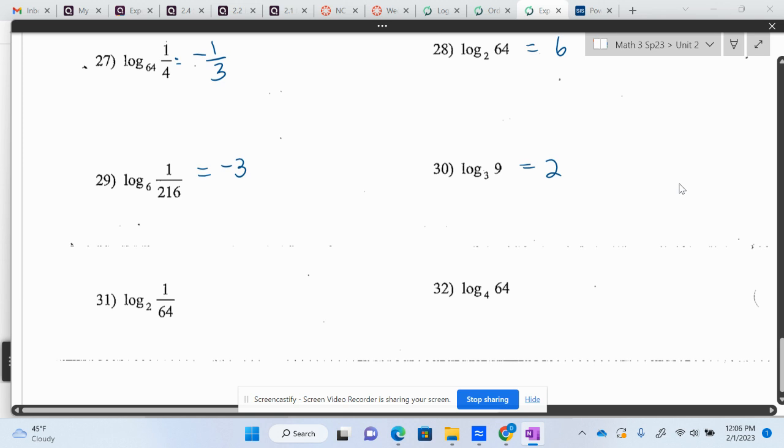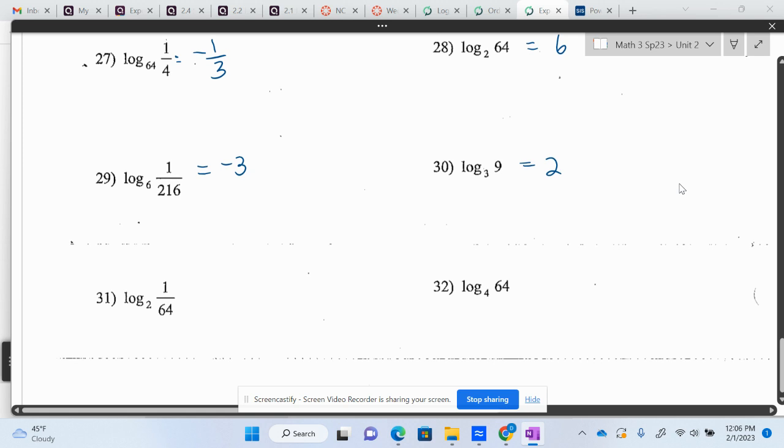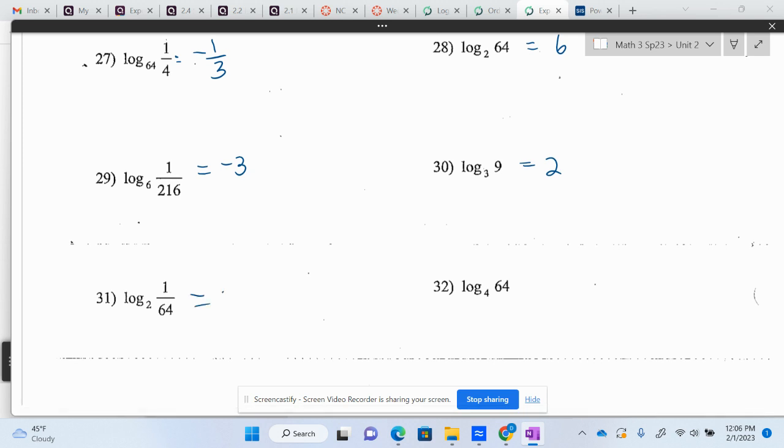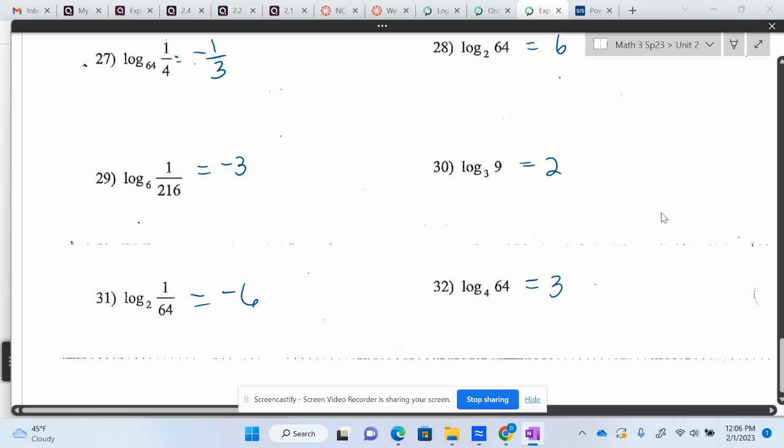Who's going to do number 31 for me? What'd you get, Keegan? -6. And 32? 3. How do y'all feel about that? Good? Okay. Can we go back to the module and tell you what your assignment is today?